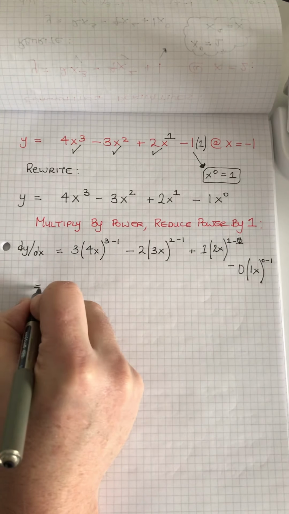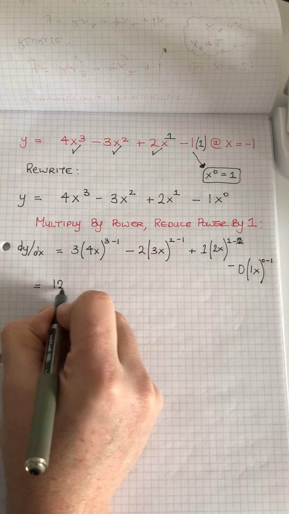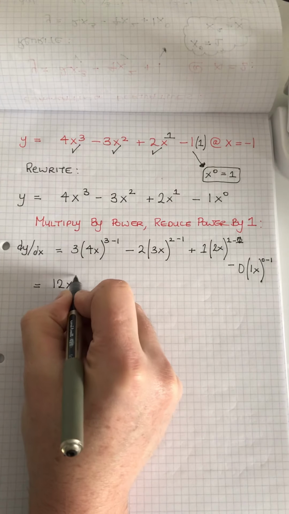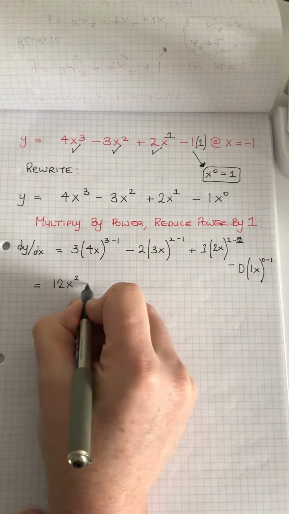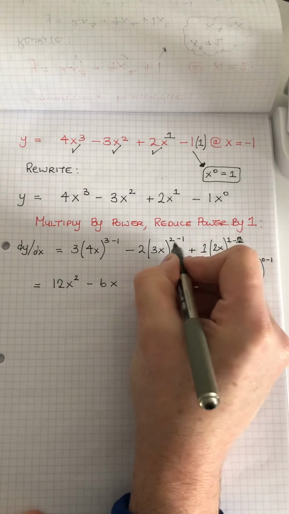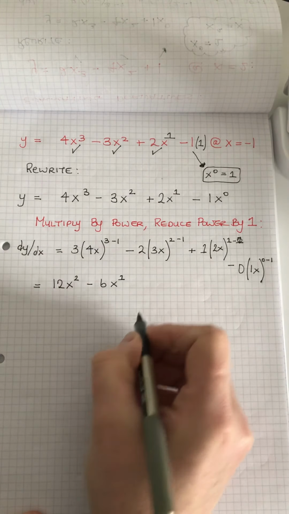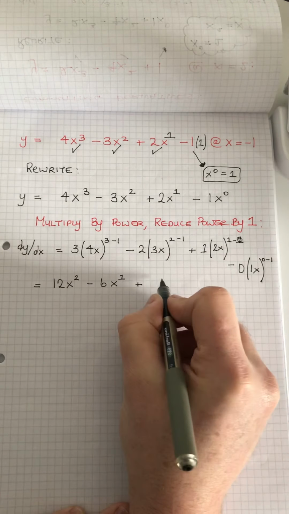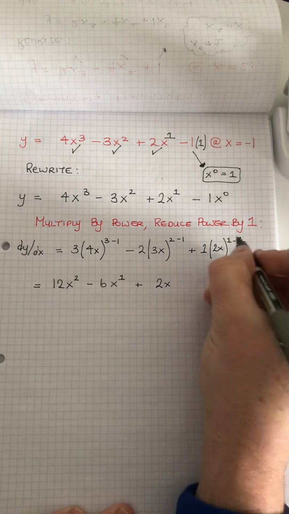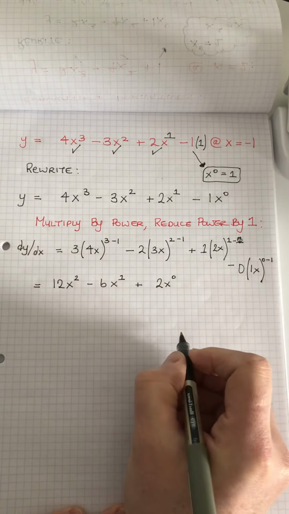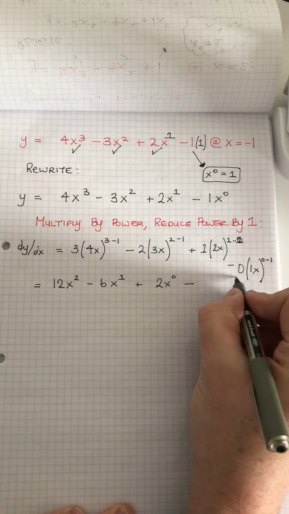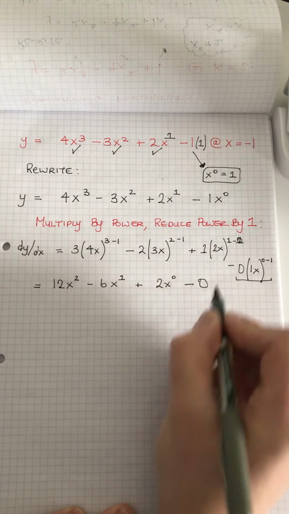Which gives me 3 times 4x is 12x. 3 take 1 is the power of 2. Minus 6x to the power of 1. Plus 2x. 1 take 1 is 0. Minus, and all of that is just going to give you 0.